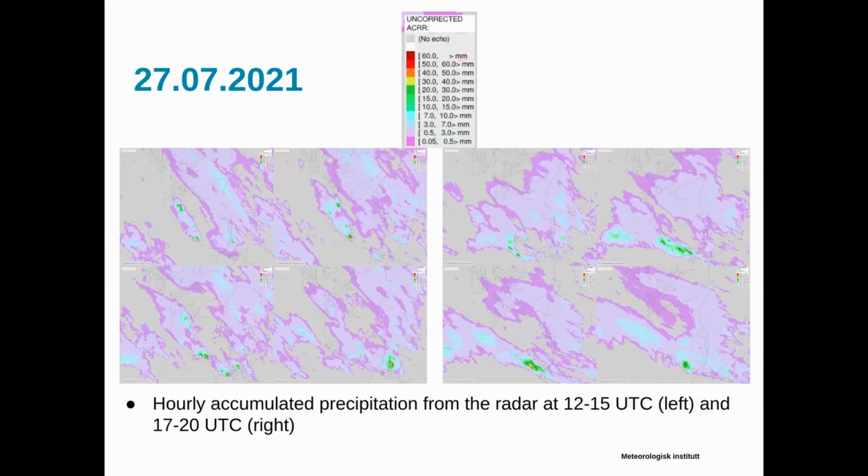And looking also here at the hourly accumulated precipitation from the radar. On the left, it's from 12 to 15 UTC, and on the right from 17 to 20. There are quite a few areas with green or dark green, which starts at 20 millimeters per hour, 20 to 30. And there are also, if you can see, some small areas with red in them for several of the hours, which means 50 millimeters, which is quite a lot more than our criteria for orange level.